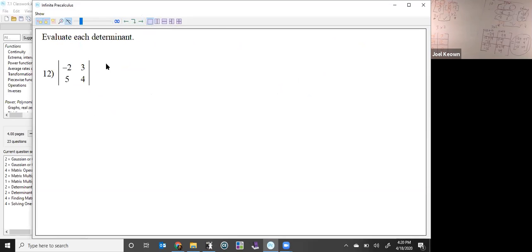Determinants. All right. For determinants, this is number 12. You can do this on your calculator, but number 12 is so easy, it's way quicker just to do it by hand.